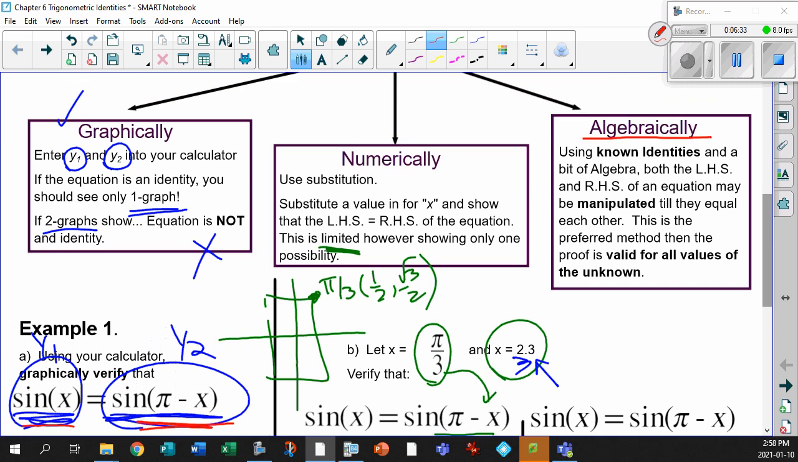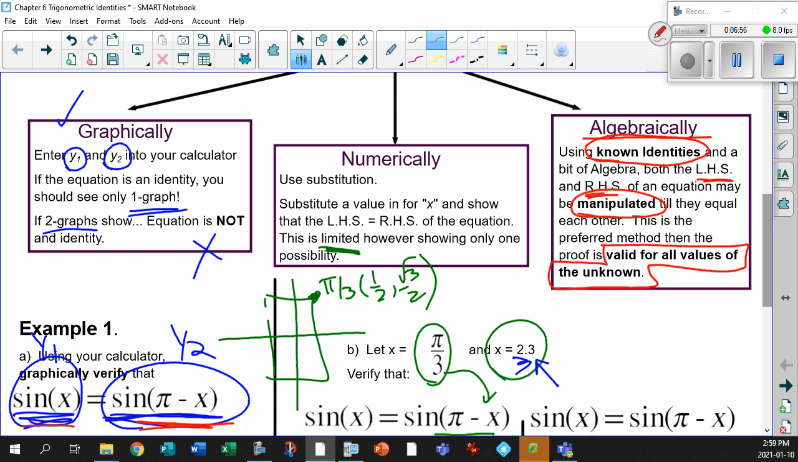This is where you're going to actually use a whole group of known identities and algebra, and you're going to go left-hand side equals right-hand side. The way you're going to do it is you're going to manipulate them until you get them equal to each other, okay? When you get them equal to each other, this is the key part right there. It's valid for all values of the unknown.